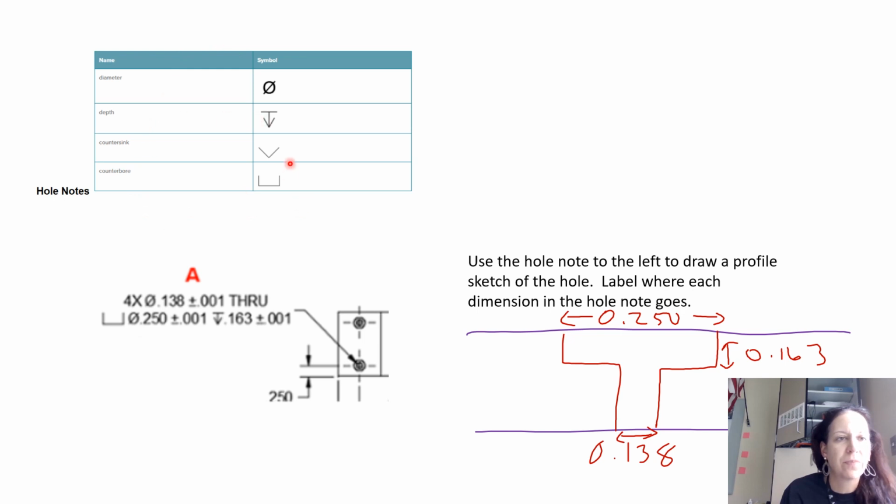These are our hole notes, the different kinds of holes. And then in class, I gave you this. So this is not in your packet, but I do expect you to have it when you turn it in. So this is actually an example of a hole note, and the directions were use the hole note to the left to draw the profile sketch of the hole and label where each dimension in the hole note goes. And so the little 4 times just means there's 4 of them in this, and then you've got 2 different diameters with their tolerances. Don't worry about labeling tolerances. And then you have a depth with the depth tolerance. So your sketch should look something like that. And of course, this means that it is a counter bore hole. So it tells you a little bit about the shape of the hole.